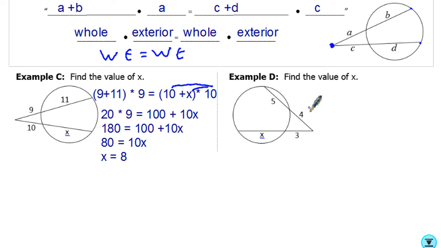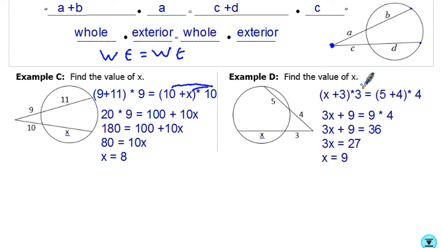So again, this is just another example of wee wee, so whole times exterior equals whole times exterior. So the whole thing here would be x plus 3 times the exterior bit, which is 3, equals the whole thing, which is 5 plus 4, times the exterior part, which is 4. So then this is sort of the work for that. So remember, distribute the 3 here. If you want, you can distribute the 4, but I think you're making more work for yourself. It's easier to just add these together. 5 plus 4 is 9, and then 4 times 9 is 36. Subtract 9, we get 3x equals 27. Divide by 3, we get x equals 9.